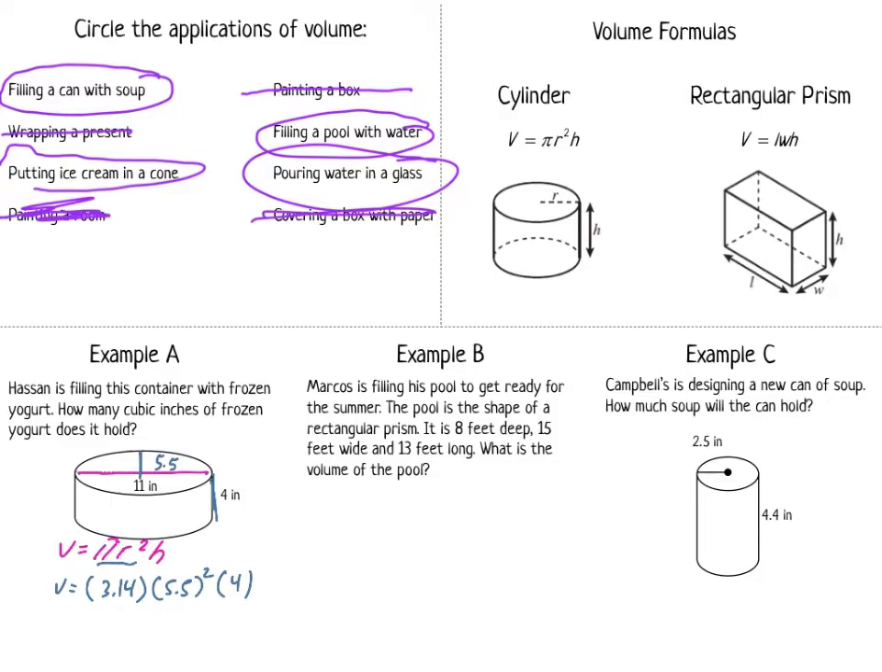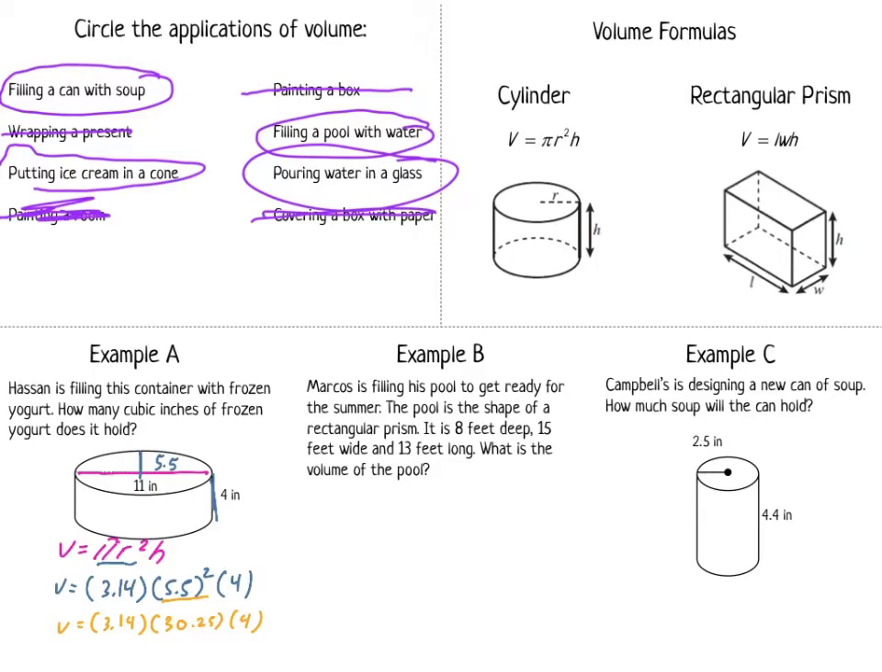So to do that, we're going to take our 5.5 and we're going to square it first because, again, we have to do our exponents before we do anything else. So we've got our 3.14. When we take our 5.5 squared, we end up getting 30.25. And then we're going to multiply that all times 4. So now we can just type this straight in our calculator. 3.14 times our 30.25 times our 4.